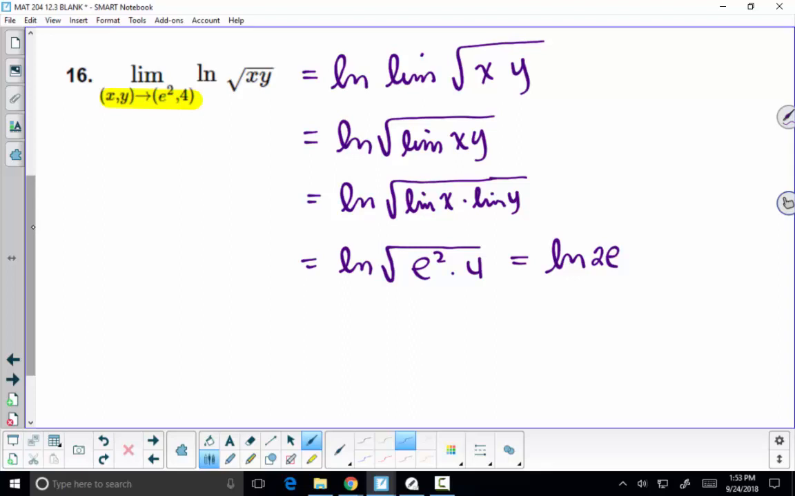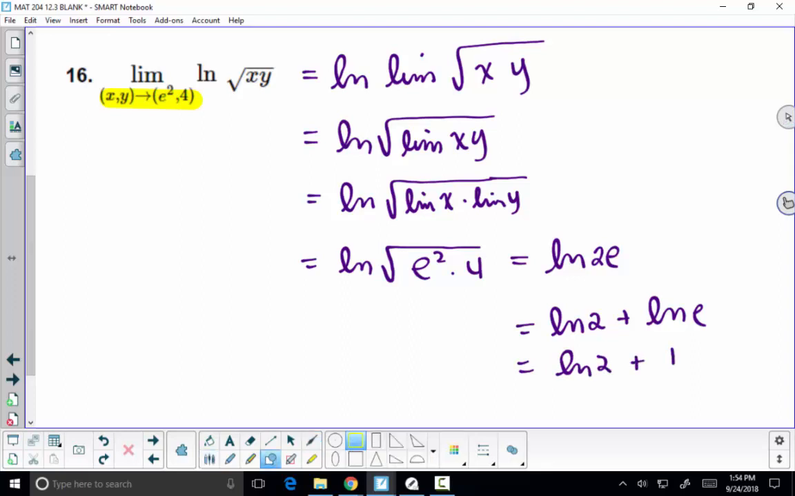And then that is the natural log of 2 plus the natural log of e, using our log rules. So we end up with natural log of 2 plus 1. So that'll be our limit, the limiting value of the function as (x,y) goes to (e squared, 4).